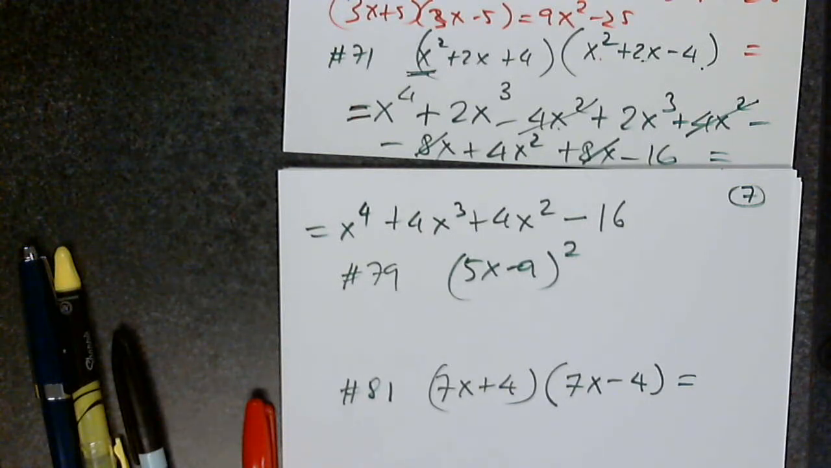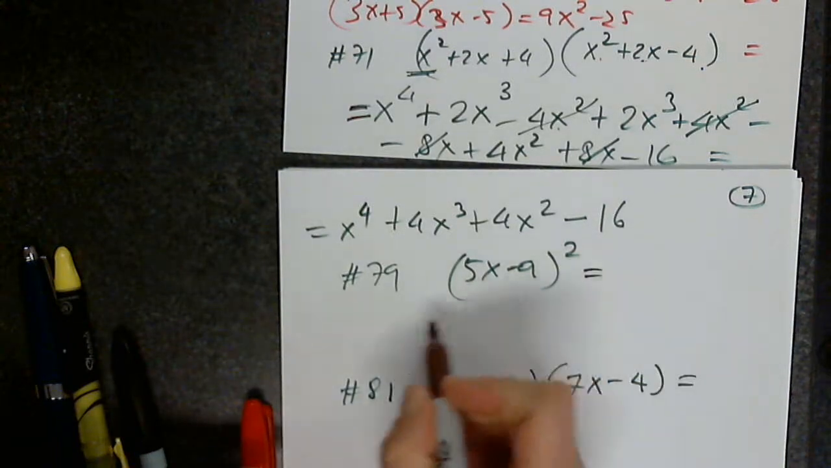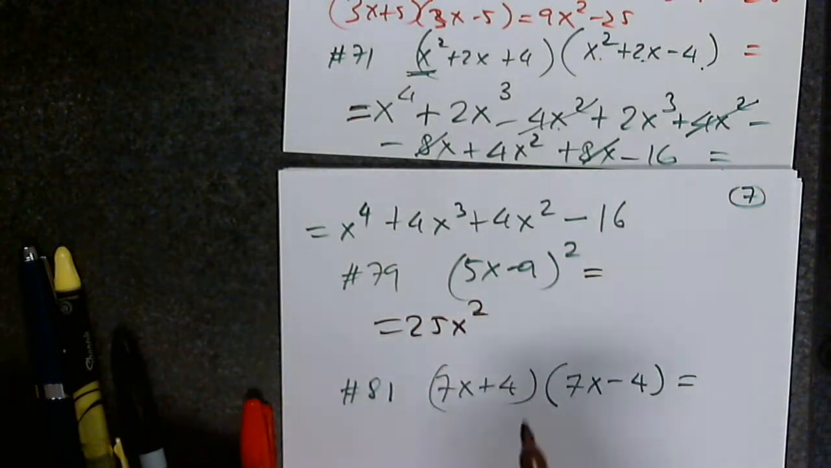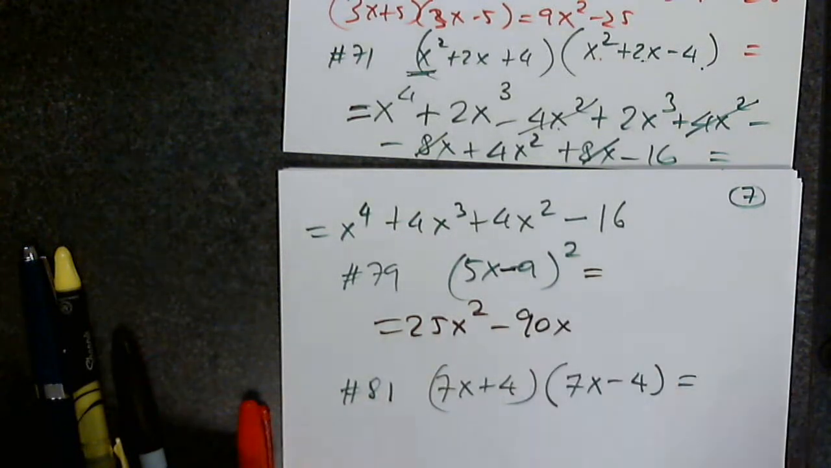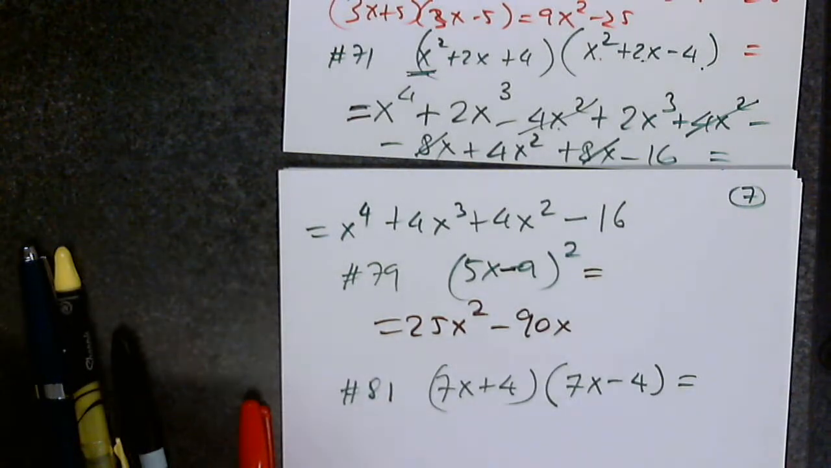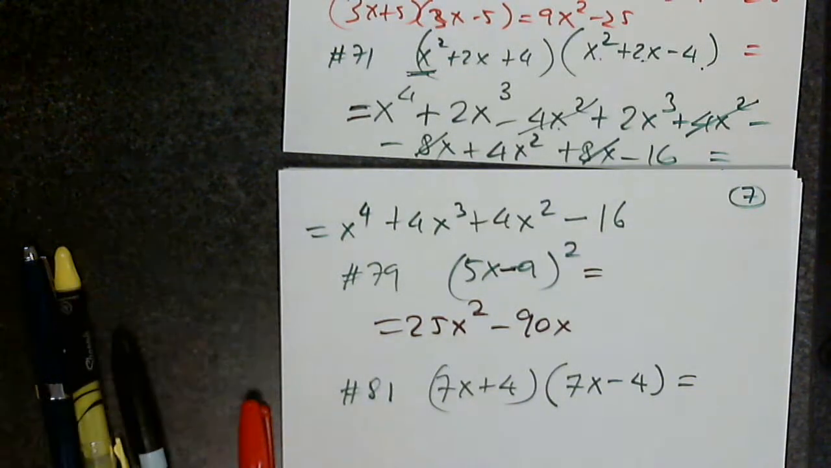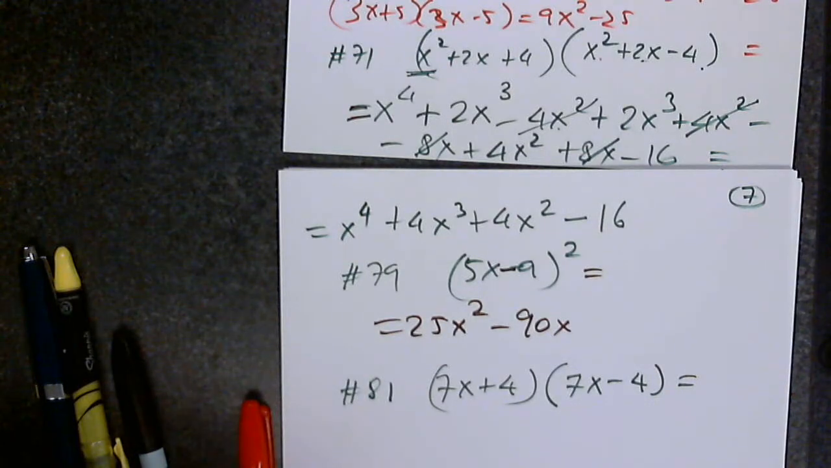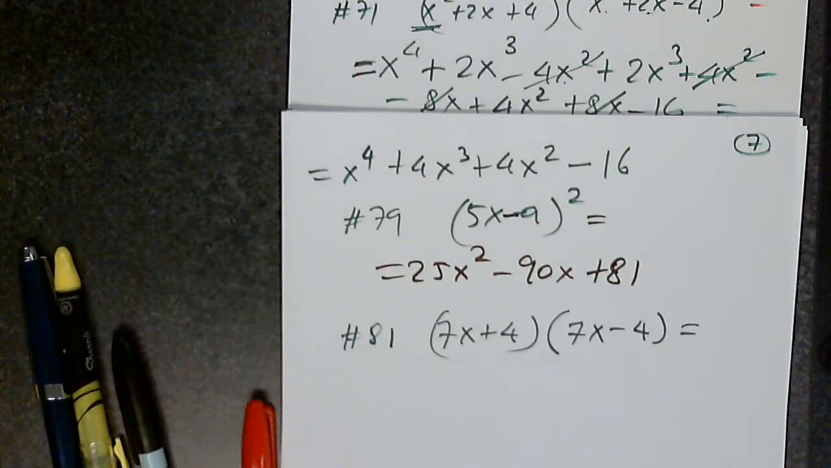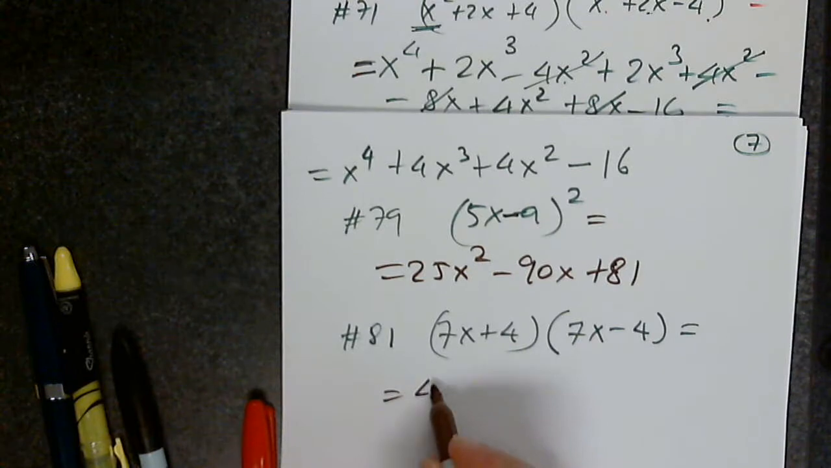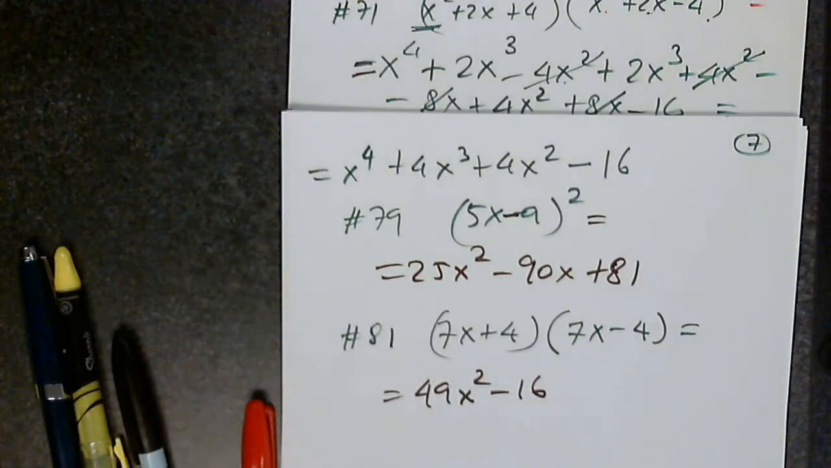Okay, can anyone dictate 79? Very good. Yes, because it's minus, right? But it's minus because it's minus here. 90x indeed. Very good. 2 times the first times the second. Initially, the first time we did this, you said what, right? And now you're 10 minutes ahead of me. Plus 81. Wonderful. Very good. That's it. That's 5x minus 9 squared.